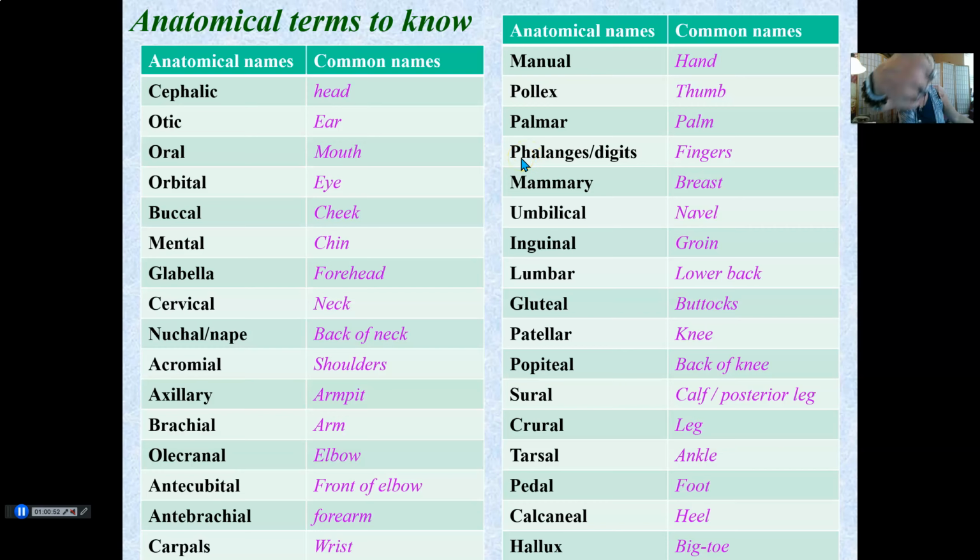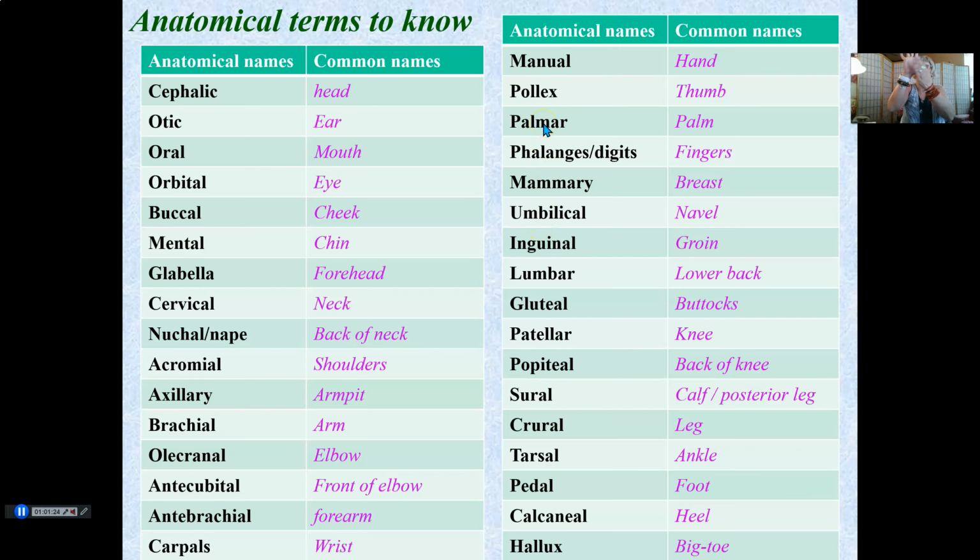The thumb only has a proximal and distal phalanx, but fingers 2, 3, 4, and 5, both in hands and feet, have three phalanges: a proximal phalange, a middle phalange, and a distal phalange. And that goes for fingers 2, 3, 4, and 5, as well as toes 2, 3, 4, and 5. Now, what's the difference between the pollex and the hallux? Not much difference. We just have a different name. Hallux is the big toe, pollex is the thumb.